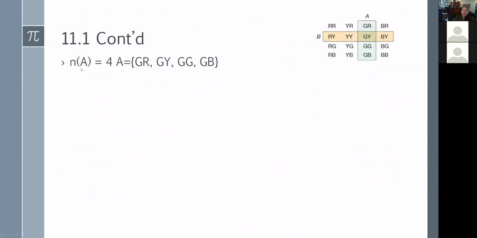The number of elements in event A is 4. So remember, event A was that we spun and we got a green on the first spin. So there are 4 different outcomes in that event.